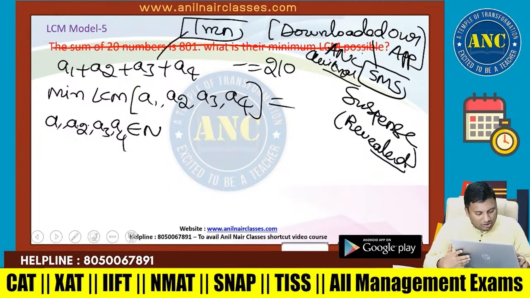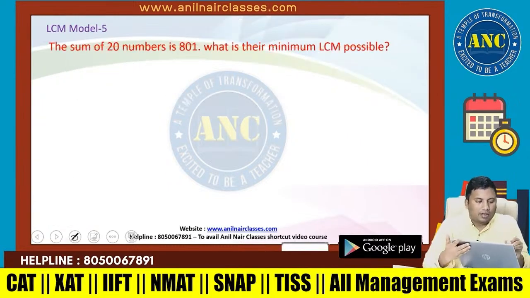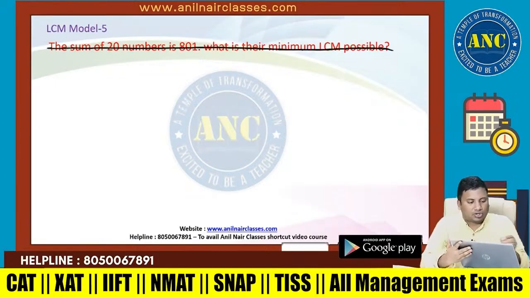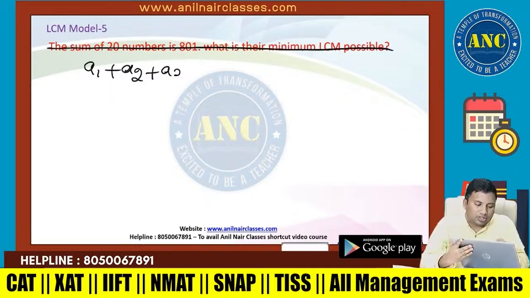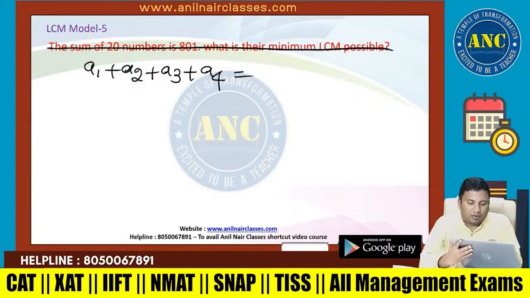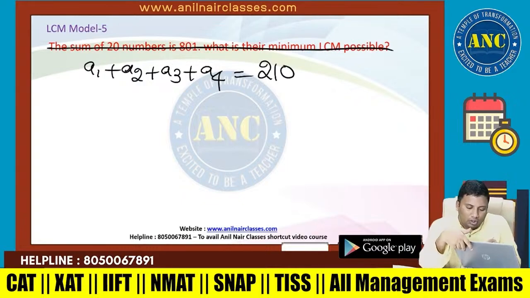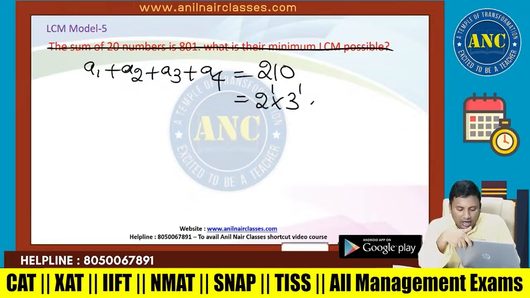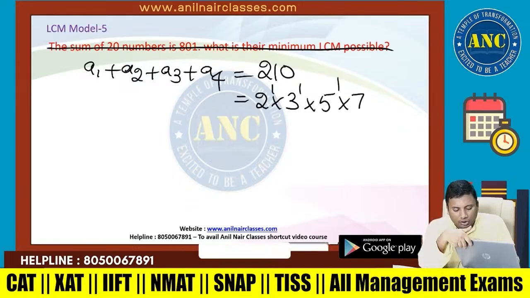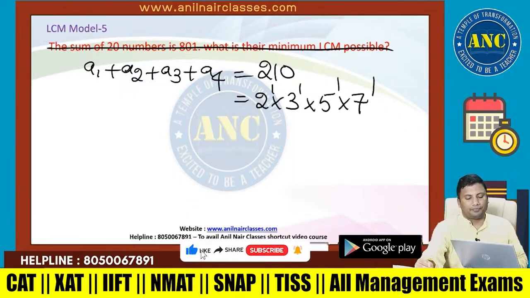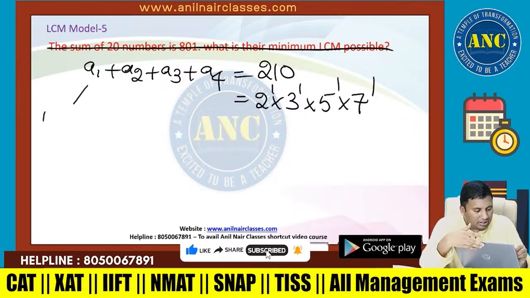Now we will solve this question. Once we understand this question, this is easy. A1 plus A2 plus A3 plus A4 equals 210. 210 is nothing but 2 into 105. 105 is 3 into 5 into 7. The question is, I want the minimum LCM.